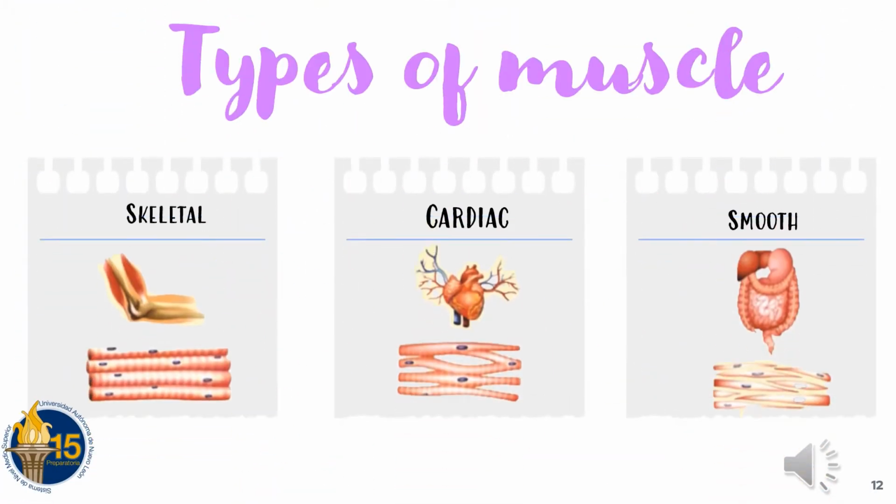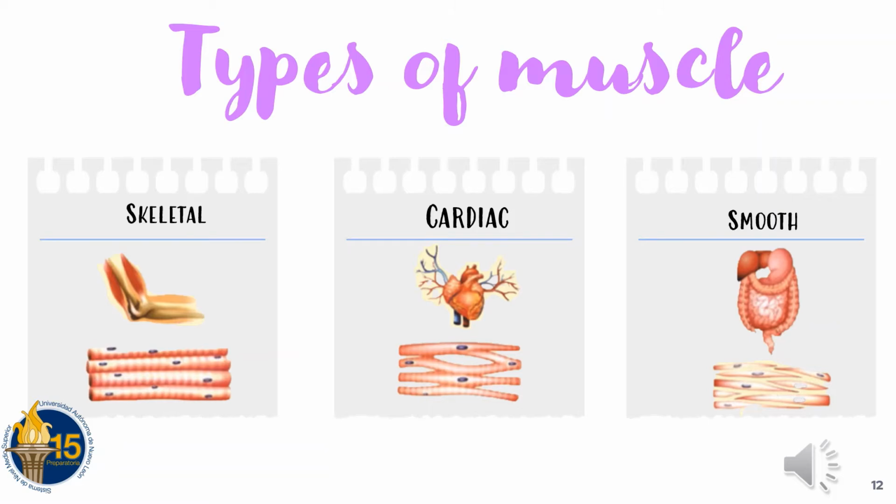There are three different types of muscles. The first one is the skeletal. Its function is voluntary. You can find it in all muscle masses that participate in locomotion and maintaining posture. The second one is the cardiac. Its function is involuntary. That means it works by itself and doesn't need any signal to move. And its location is in the heart.